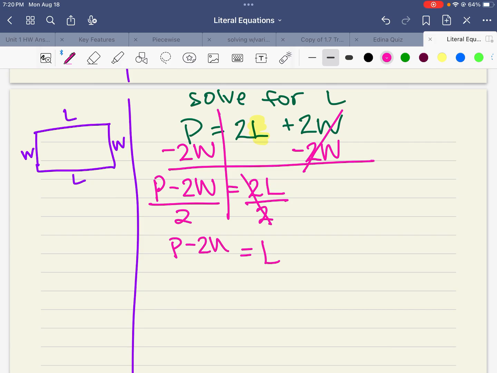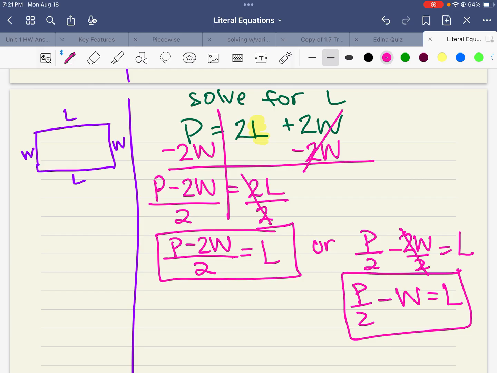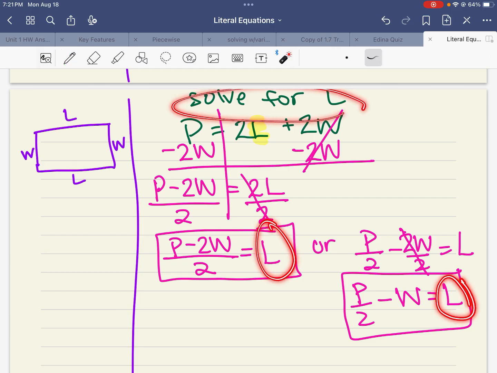So I have this. The key is making sure you show that everything is divided by 2. So honestly, I'm okay with this answer, or you could actually break it up like I did in the last one, like do p over 2 minus 2w over 2 equals length. p over 2 does not simplify, but the 2 over 2 does. So that would be an alternative answer you could have. But in either case, notice I got l by itself, so I solved for l.